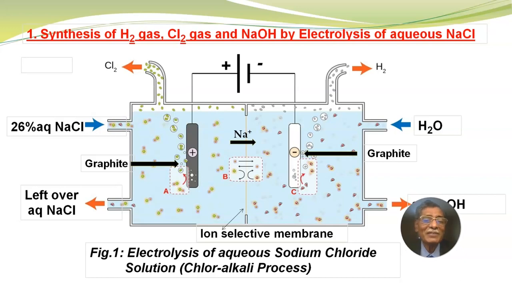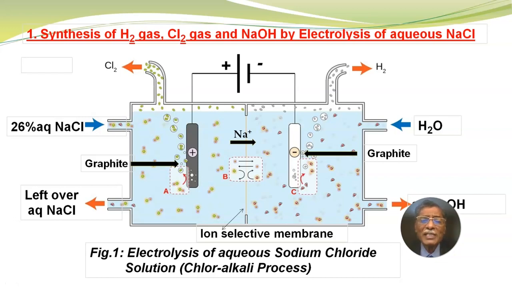You see this figure, which indicates the synthesis of hydrogen gas, chlorine gas, and NaOH by electrolysis of aqueous NaCl. You can see here the electrolyte is 26% aqueous NaCl. The anode and the cathode are graphite materials, graphite rods. And you have A is anodic compartment, C is cathodic compartment, and B is ion selective membrane.